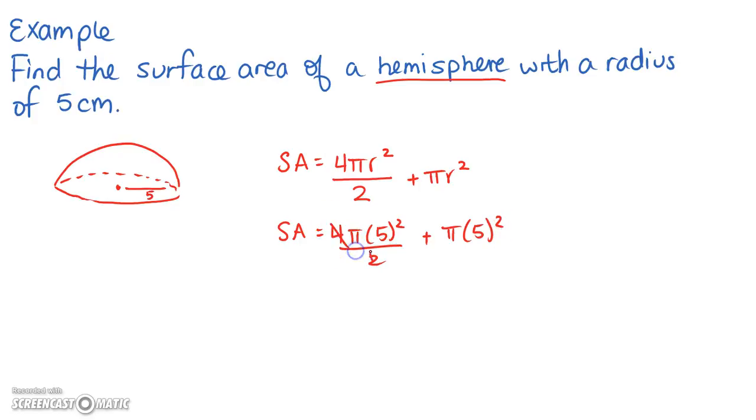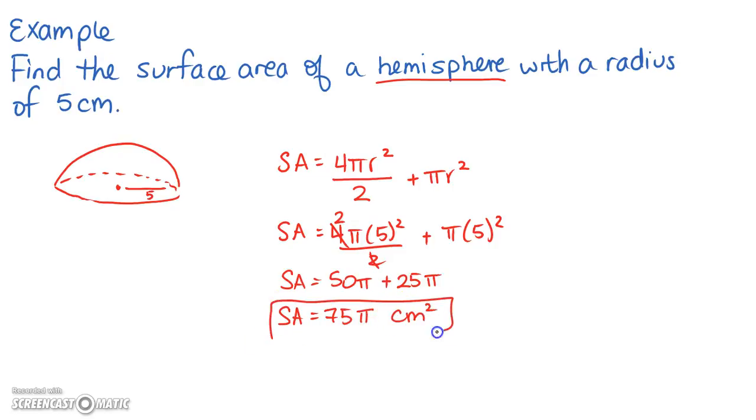So we can work through this. The 4 and the 2 will cancel out to give us a 2 pi times 25. So we would have here so far 50 pi plus 25 pi. They are like terms because they're both in terms of pi, so we'd have 75 pi, and then it's centimeters squared for our surface area. Key thing to remember is that we'd have half of a sphere for the surface area on the outside, and we'd have a base that is your circle.